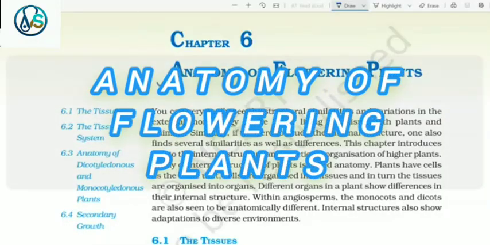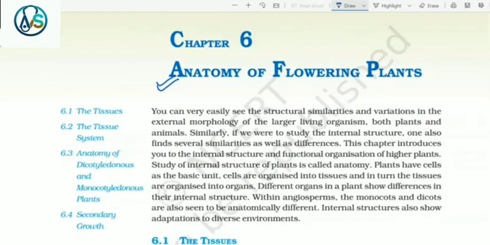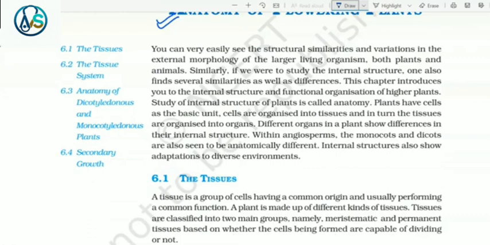Chapter 6. Anatomy of Flowering Plants. You can very easily see the structural similarities and variations in the external morphology of the large living organisms, both plants and animals. Similarly, if we were to study the internal structure, one also finds several similarities as well as differences. This chapter introduces you to the internal structure and functional organization of higher plants.